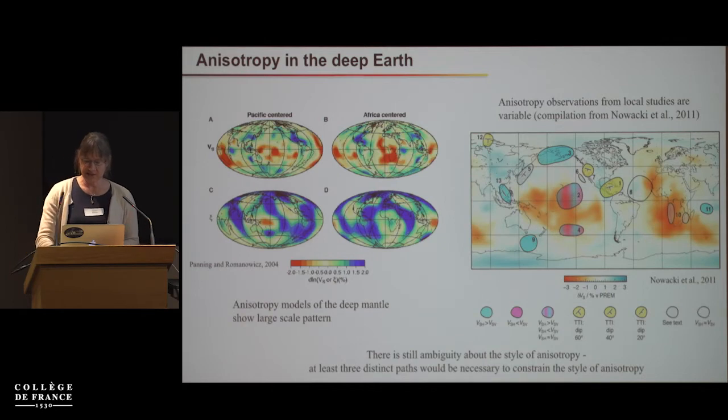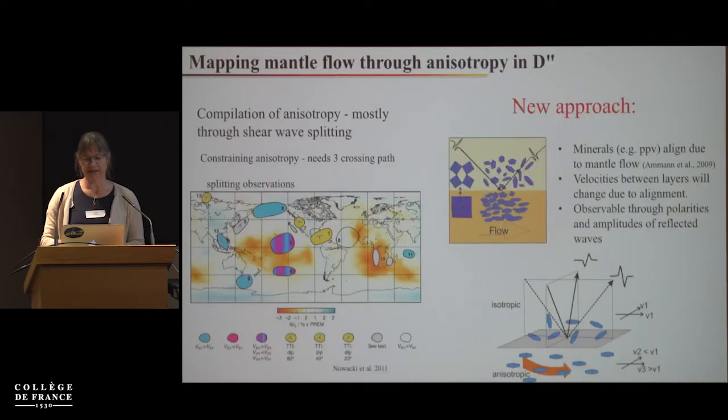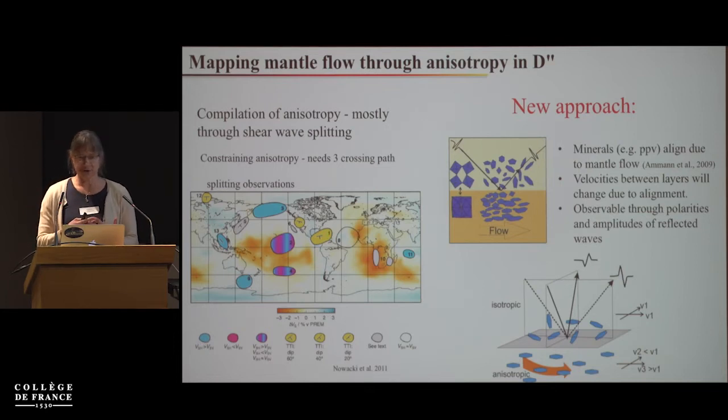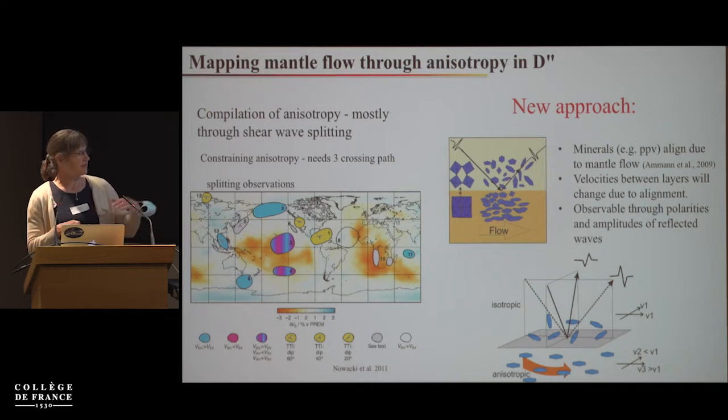Most of these observations have been done with shear wave splitting. And I would like to show you a new approach that we've been following for a few years now. So the anisotropy that we have here through shear wave splitting, to really constrain the anisotropy, you would need at least 3 crossing paths. That would be really useful to know what we have in there. So we decided that we can also try using, instead of a different path, maybe a different wave. And we're looking at reflections of a discontinuity, in this case, the D double prime discontinuity.